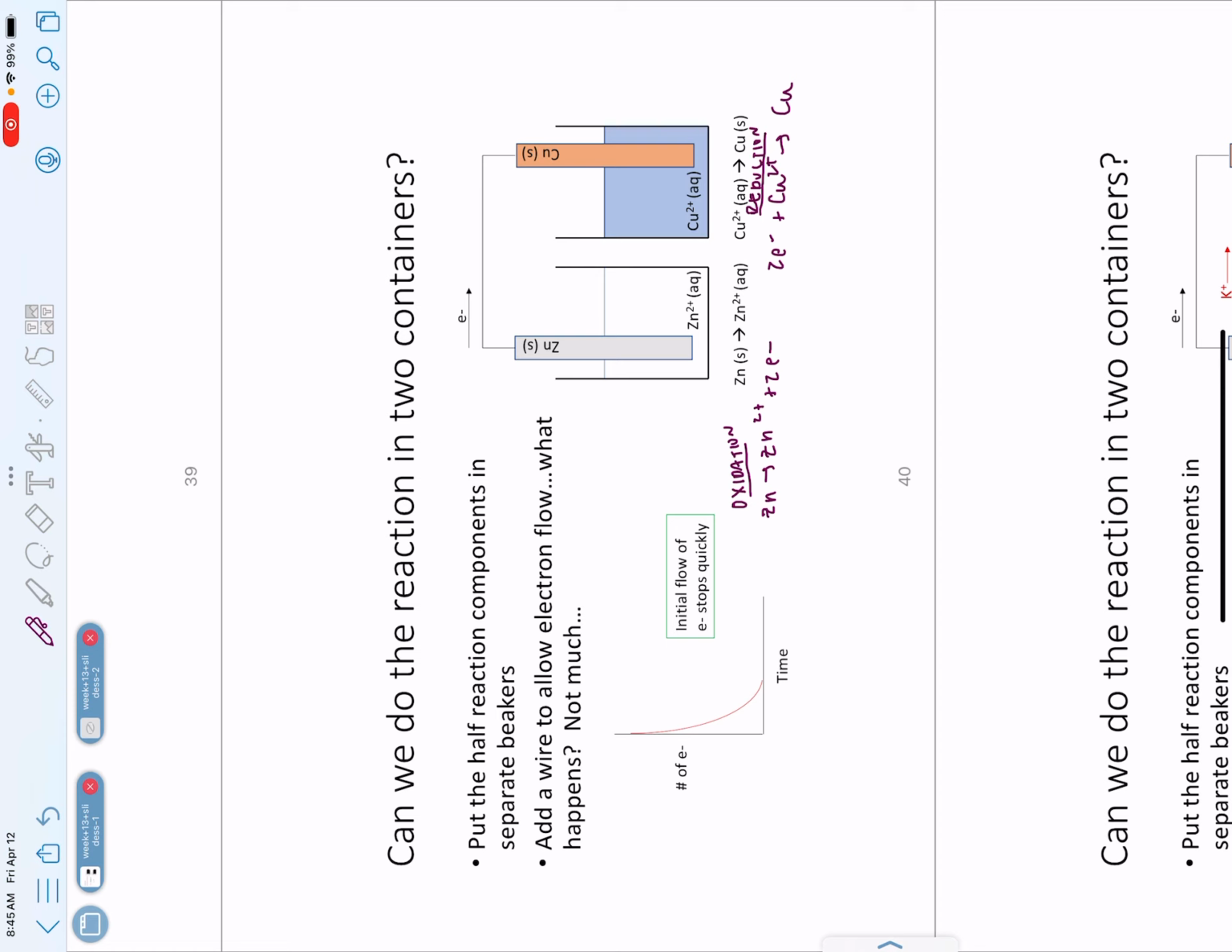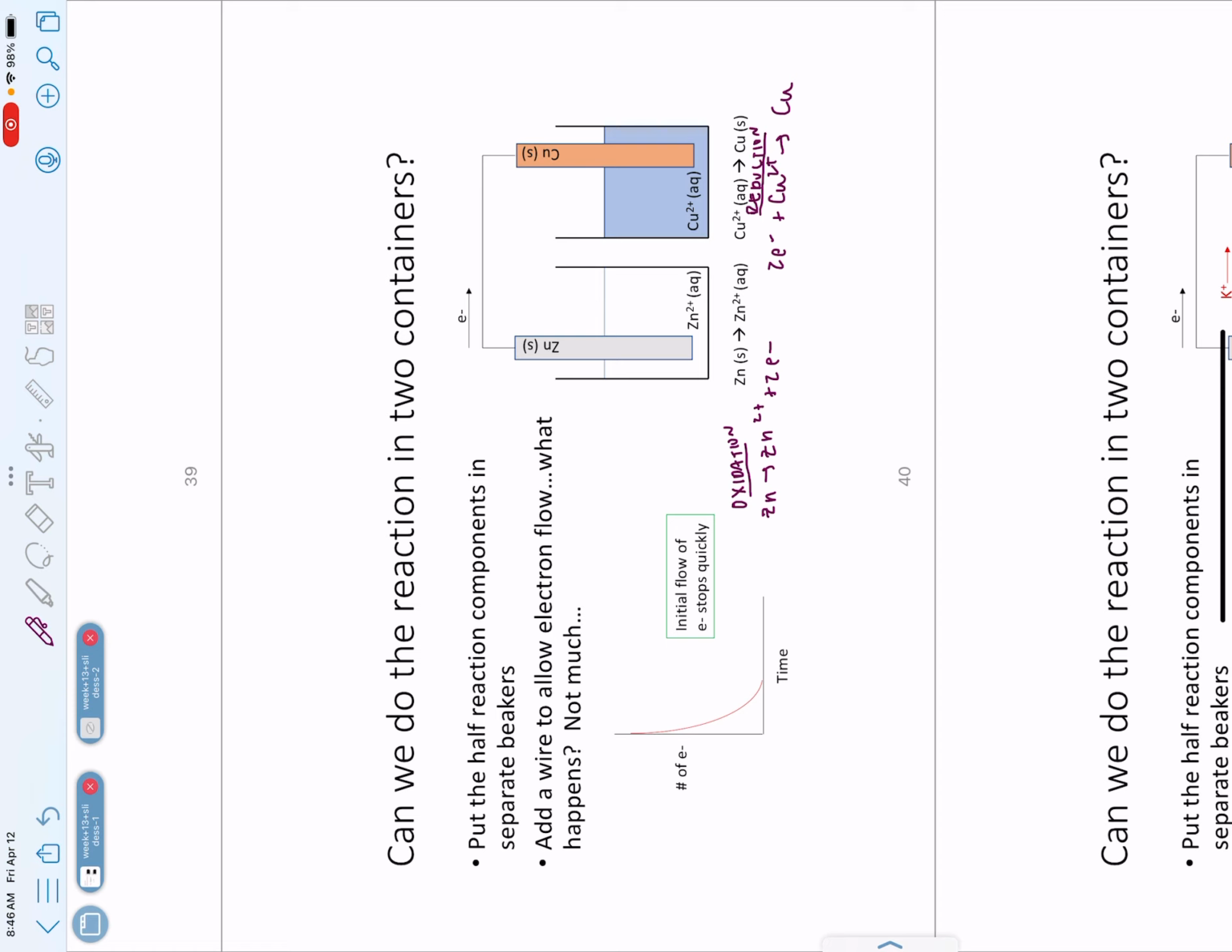So if I take my zinc half reaction here, and I connect this zinc solid as part of my oxidation to the copper solid in this other beaker over here with a wire, I provide a path for electrons to move from one side of my reaction to the other. And as soon as you connect this, if I had a voltmeter in here or something, I could monitor the flow of electrons.